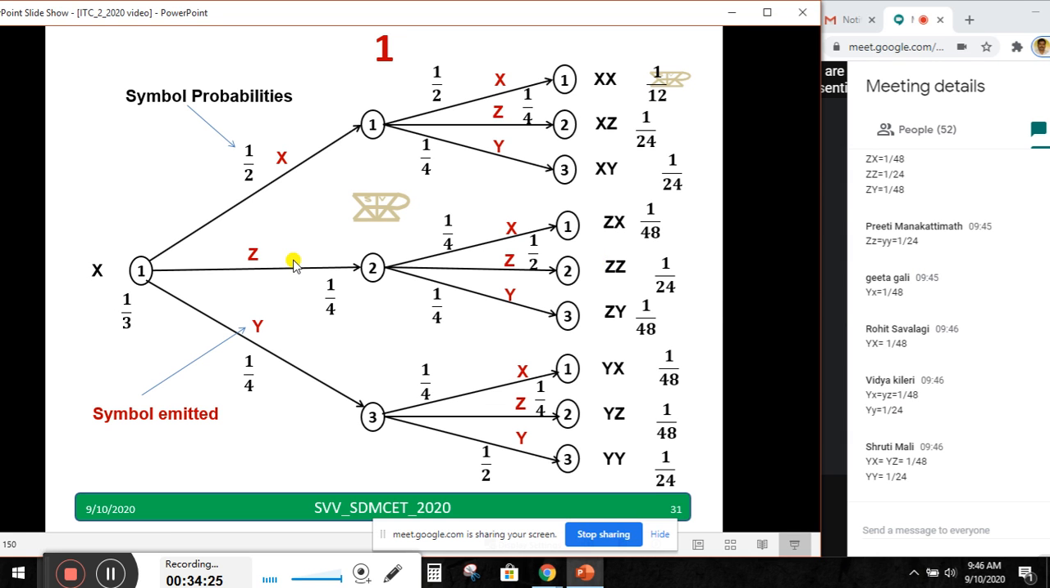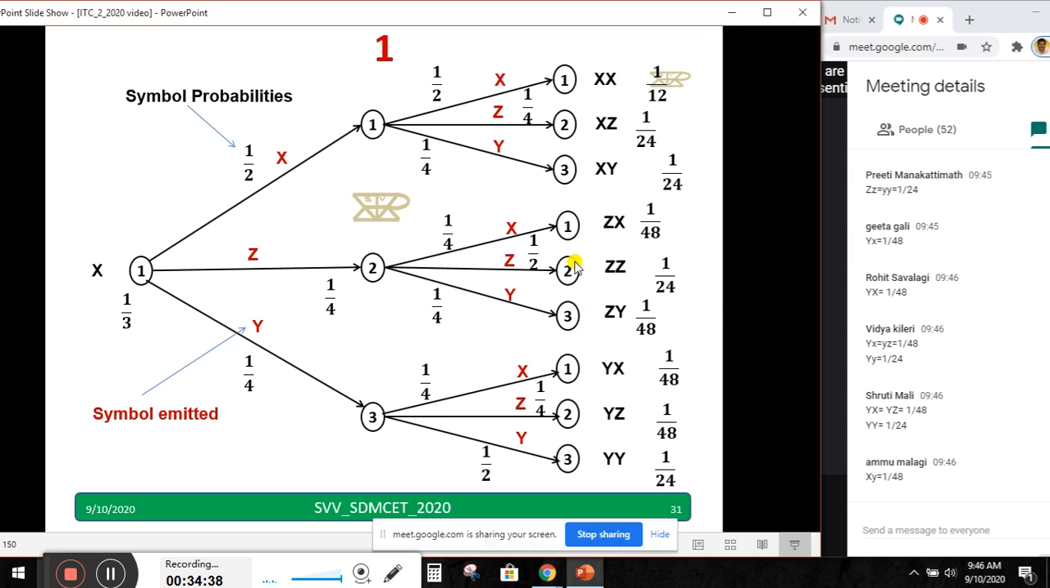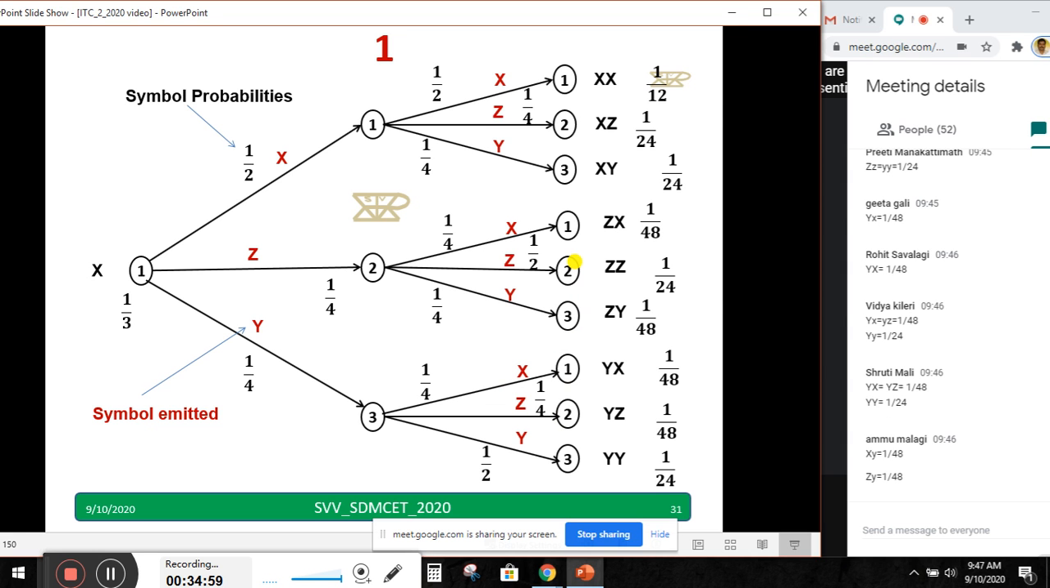You have to do it for the third one also. You might have completed only this. I want you people to do this also. If you have done, well and good. If you have not done it, you can copy down now, because the same thing you have to repeat. Those who have done, compare your answer. If you have not done, copy down fast, the last one. YX, YZ, YY. If anybody has doubts in this, you can ask. Ammu, XY, ZY, 1 by 48.